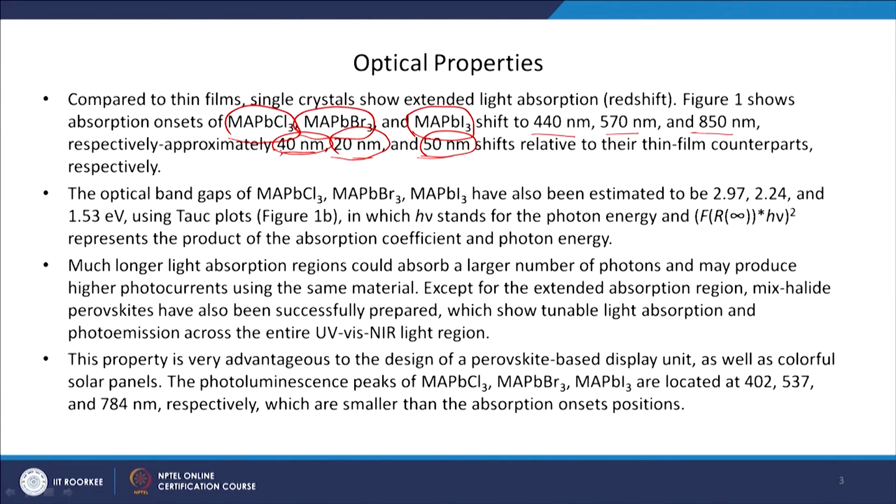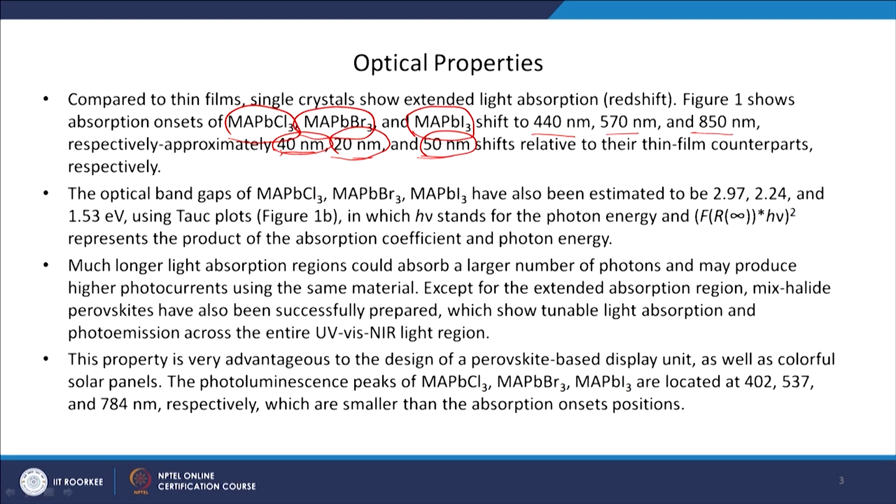The optical band gap of MaPbCl3, MaPbBr3, MaPbI3 have also been estimated to be 2.97, 2.24 and 1.53 electron volt using the Tauc plots, in which h nu stands for the photon energy and alpha h nu squared represents the product of the absorption coefficient and photon energy. Much longer light absorption regions could absorb a large number of photons and may produce higher photocurrents using the same material. Except for the extended absorption region, mixed halide perovskite have also been successfully prepared, which shows tunable light absorption and photoemission across the entire UV visible NIR light region.